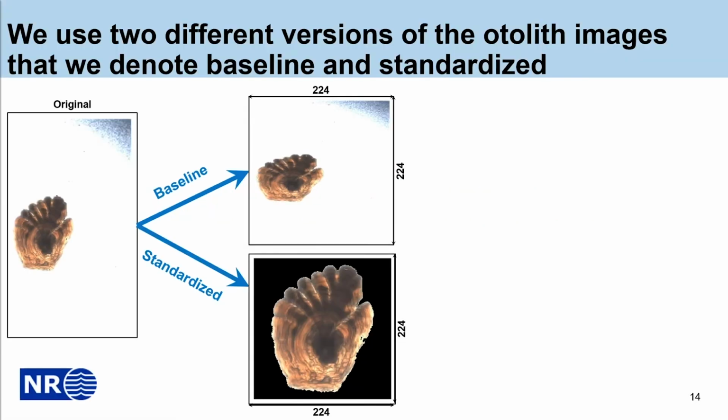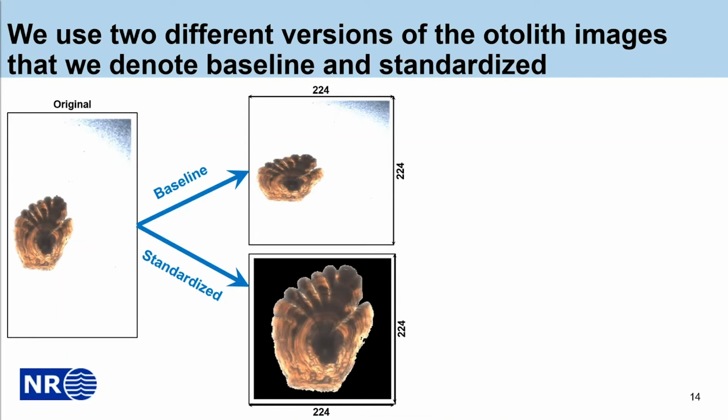So we experimented with otolith images from the Norwegian Institute of Marine Research, which was our source domain, and otoliths coming from the Icelandic Marine and Freshwater Research Institute, which was considered as our target domain. So in our experiments, we used two different versions of the data.